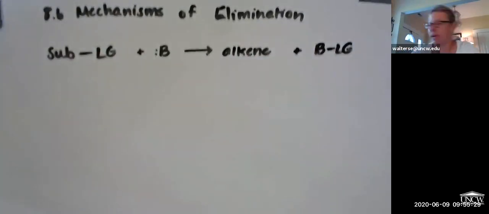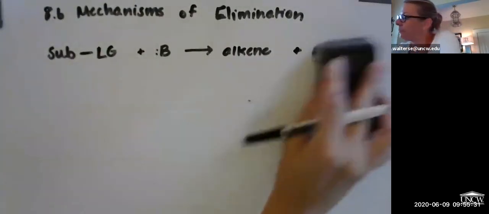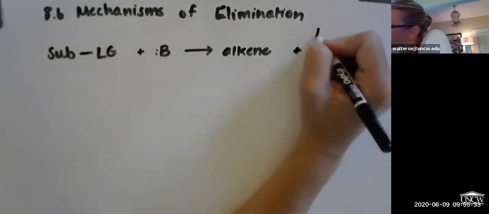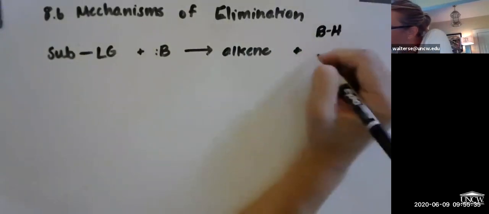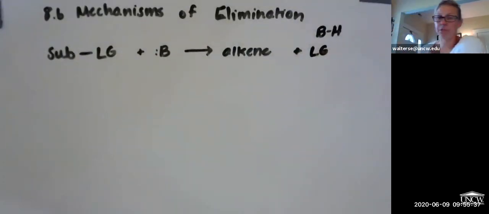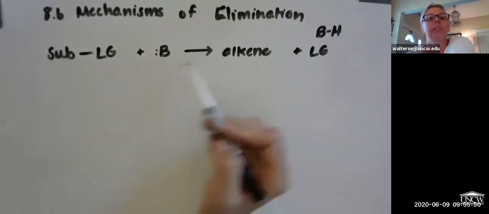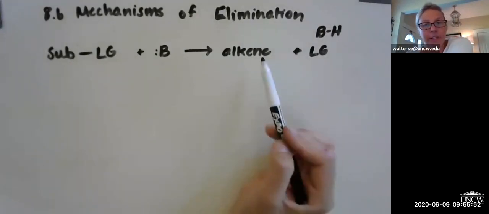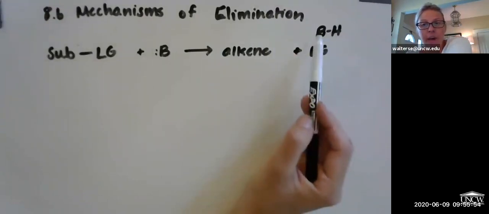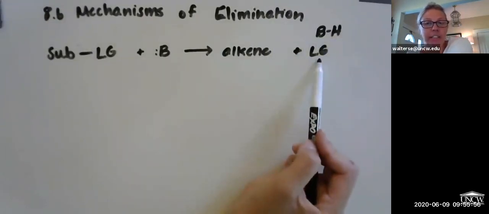Oh, nope, that's not right. The base is going to have a proton plus the leaving group. Those are going to be the things. Sorry. Okay. So the substrate has a leaving group. Then you have a base to make an alkene, a protonated base, and the leaving group will be gone.